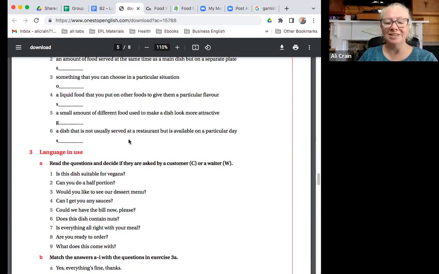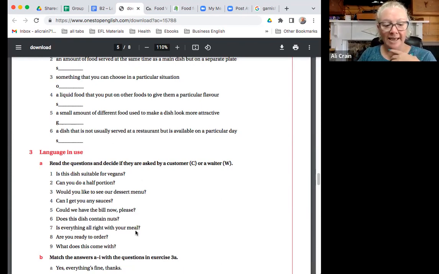Another word for bill, you could say check. So, can you bring the check now, or even just check please is also appropriate. Does this dish contain nuts?